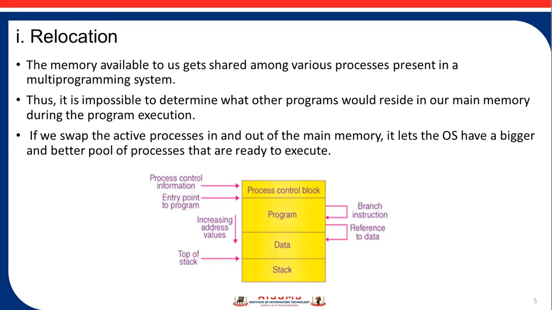So relocation: the memory available to us gets shared among various processes in the multi-programming system. Thus, it is impossible to determine what other programs would reside in our main memory during the program execution. And if we swap the active processes in and out of the main memory, it lets the OS have a bigger and better pool of processes that are ready to execute.